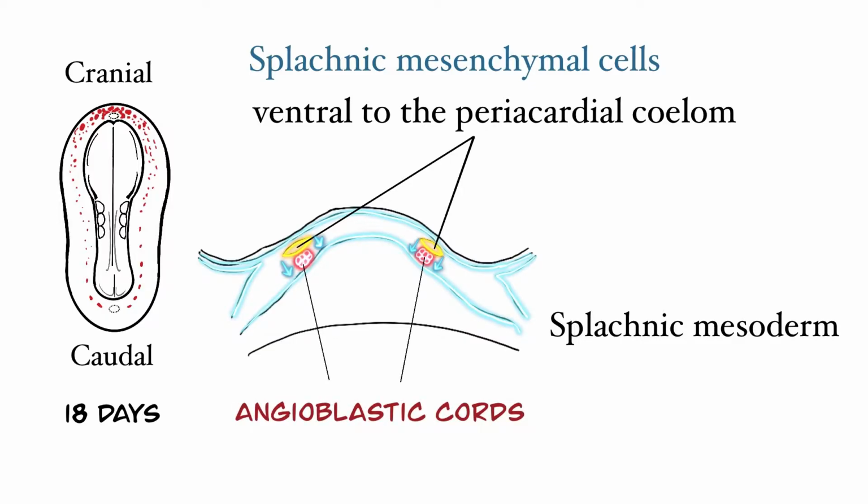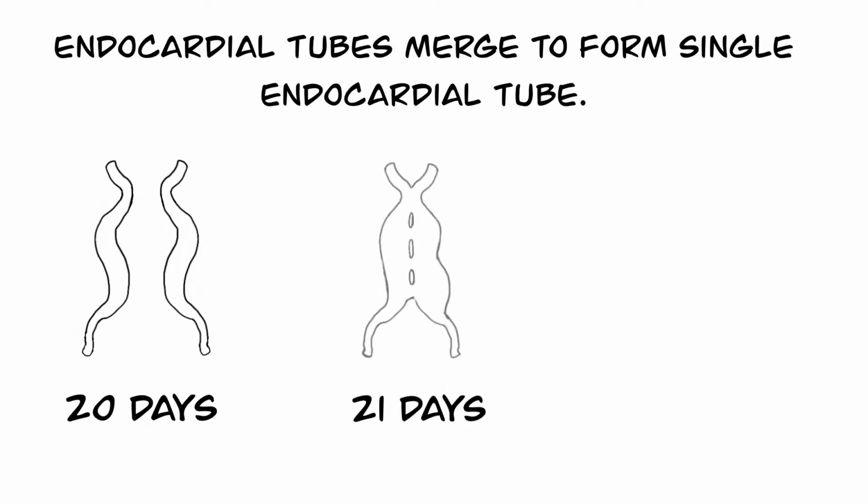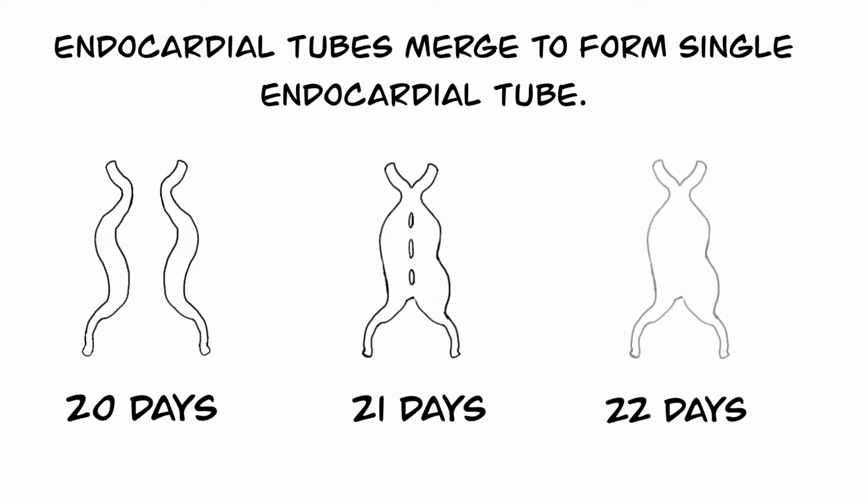These cords then form a lumen and canalize to form two endocardial tubes after day 20. In the meantime, the tubes form the main components of the heart. On day 21, both endocardial tubes converge and merge to form a single endocardial tube. This union takes place from cranial to caudal.